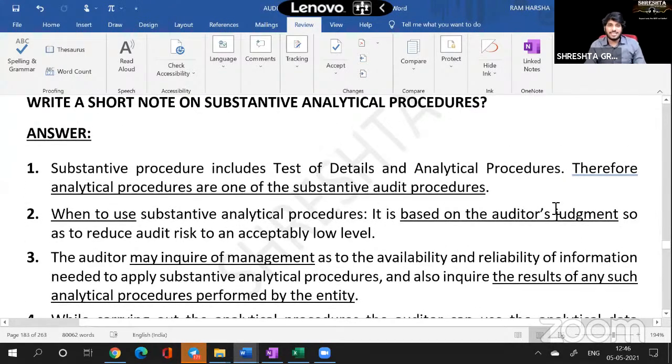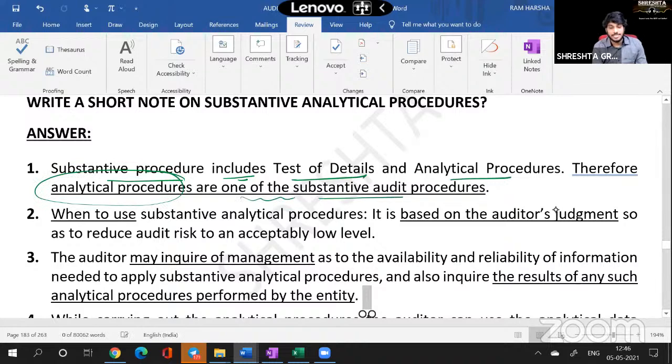And what is substantive analytical procedure? Substantive procedure includes test of details and analytical. Since analytical procedures are one of these substantive audit procedures, we can call it substantive analytical. So analytical, we not only do at risk assessment. When we are checking actual transactions also, you can do analytical. When you are doing analytical procedure while checking actual transactions, that's called substantive analytical procedure, more accurately.